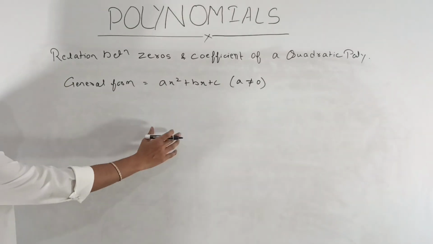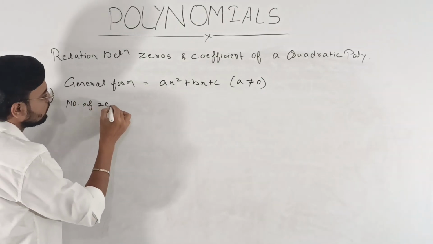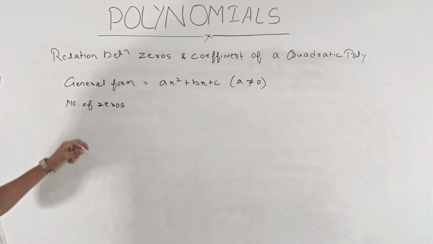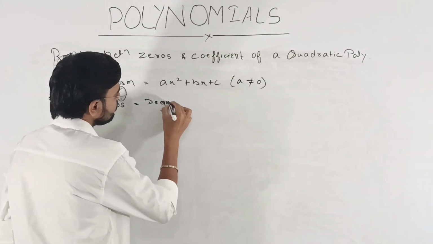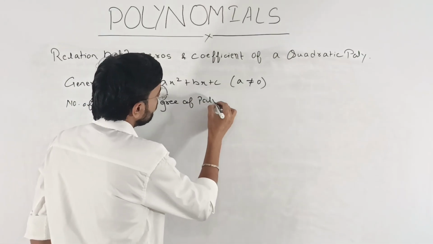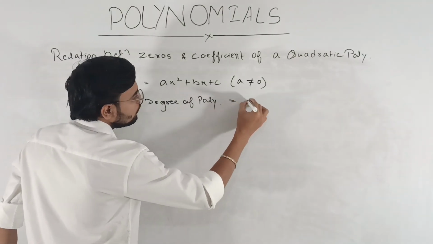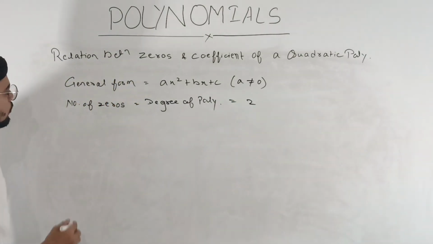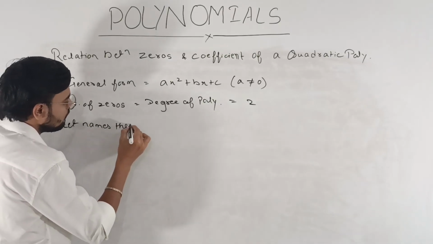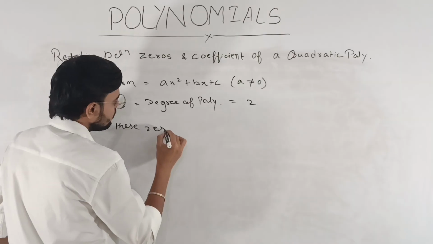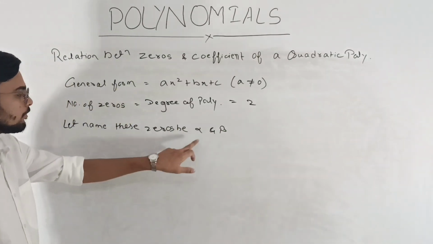Okay, understood? General form ax square plus bx plus c. Now how many zeros does this polynomial have? We discussed that the maximum number of zeros is equal to the degree of the polynomial. A quadratic polynomial has degree 2, so the number of zeros is 2. Now let us name these zeros alpha and beta.